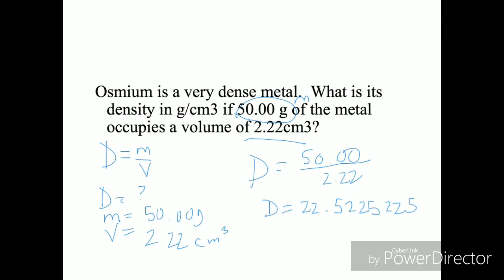Here our calculator gives us a very long answer, but we must round to the proper number of significant digits. 50 grams as written has 4 significant digits. 2.22 has 3 significant digits, so we'll want to round our answer to 3 significant digits. We will underline the first 3 digits and examine the 4th digit to determine how we round. So here we're going to end up with a density of 22.5 grams per cubic centimeter. You could even write this as grams per milliliter.